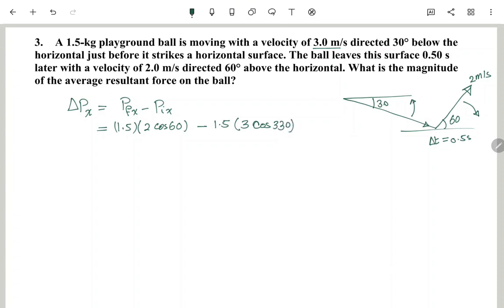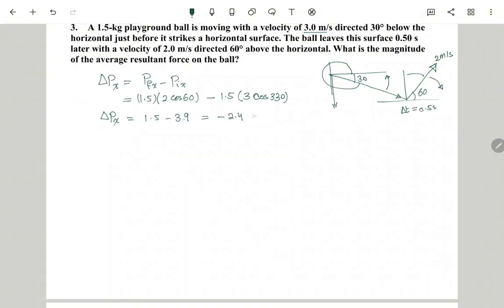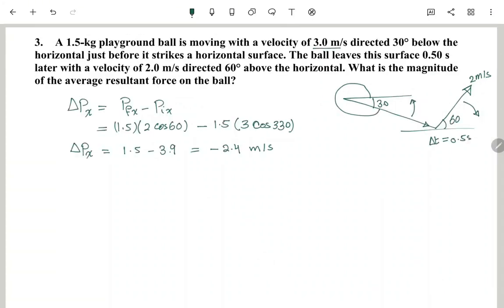And remember, the angle is measured from the positive x-axis counterclockwise, so we have to measure the angle like this one here. It's 330, and in this case delta px, the change in momentum at x, is equal to 1.5 minus 3.9, or after all it's equal to minus 2.4 kilogram meter per second.